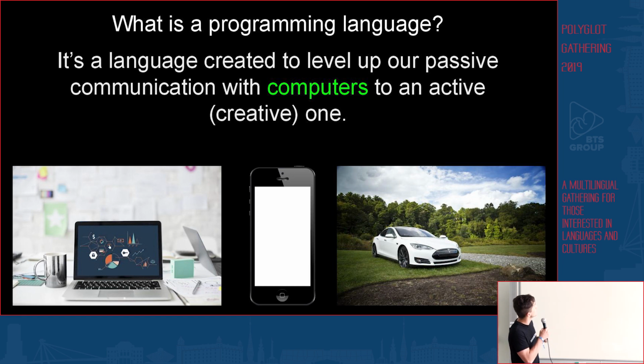So computers, in this definition, could be replaced by any machine which has some kind of computing power, whatever that means. Intuitively you understand, it could be a phone, it could be a car nowadays. We'll probably not end up programming cars unless we work at Tesla. But I know that last year there was one person who actually worked at Tesla, so maybe he's not here. But yes, we can replace computers with machines, phones, laptops.